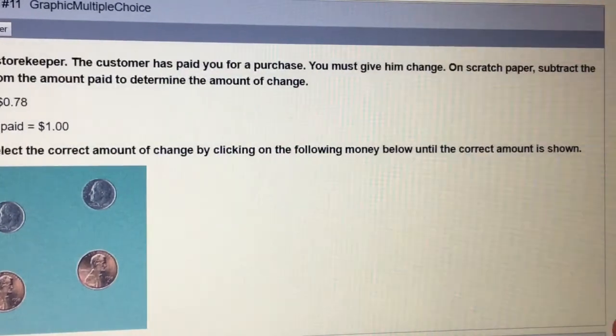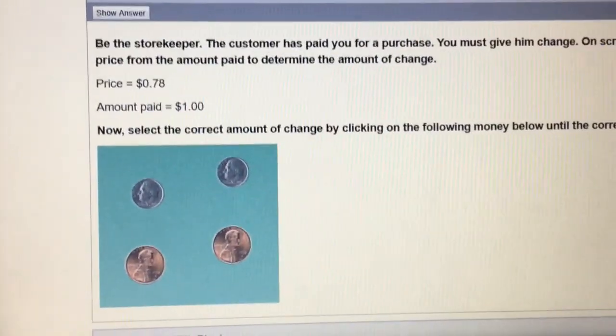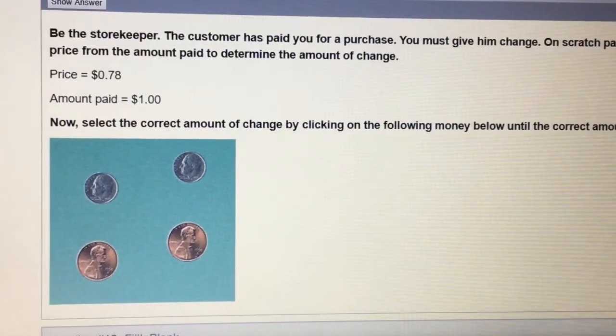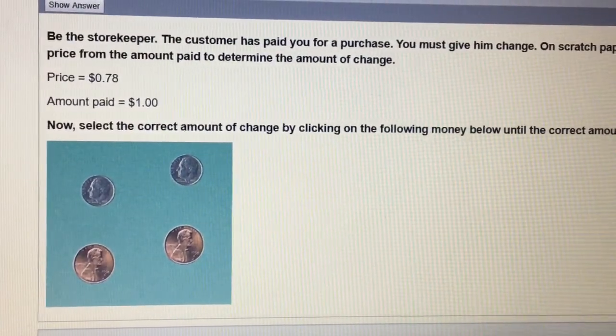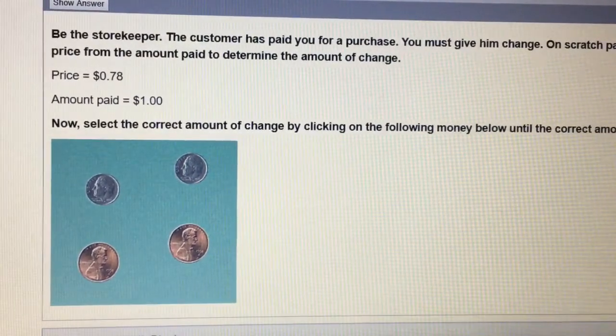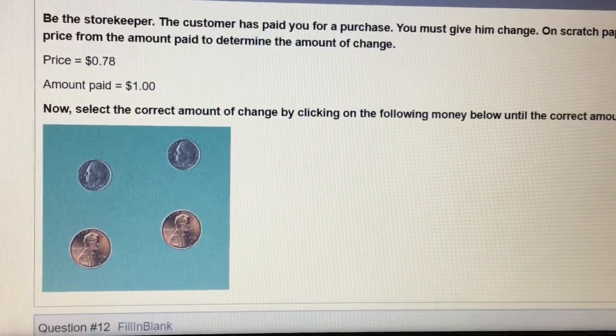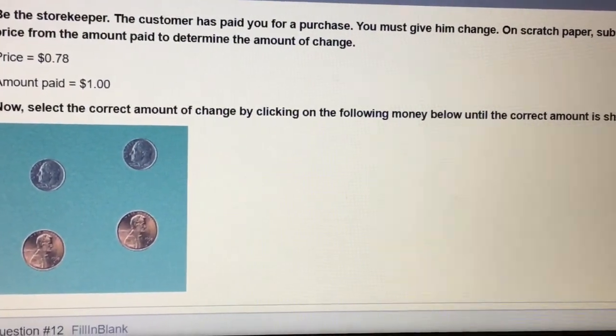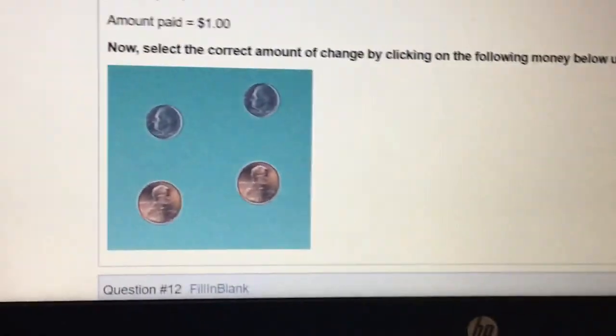The customer has paid you for a purchase. You must give him change. On scratch paper, subtract the price from the amount paid to determine the amount of change. 78 cents, amount paid $1. After you figure out the difference, you are going to select the amount of change by clicking on the following money below until the correct amount is shown.